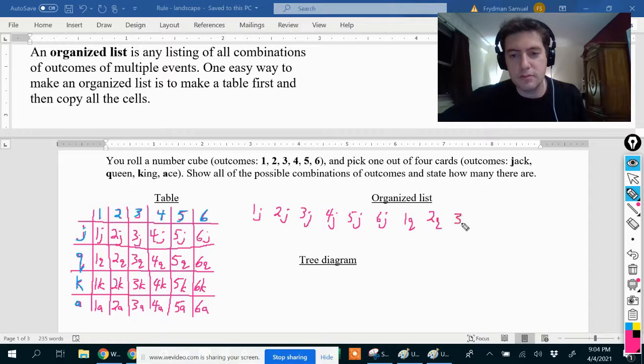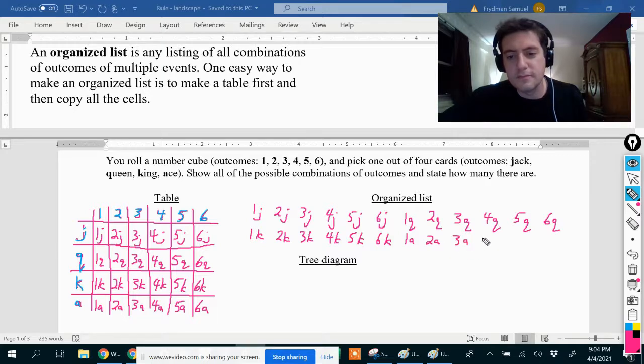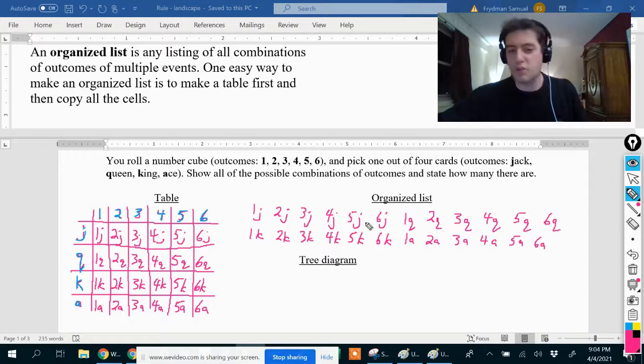I don't know why I have to keep looking back at the table. 1 and a king, 2 and a king, 3 and a king, 4 and a king. Okay, so everything that I had in here, I just wrote it out here. And again, this is all the possible outcomes, all the possible combinations of outcomes.